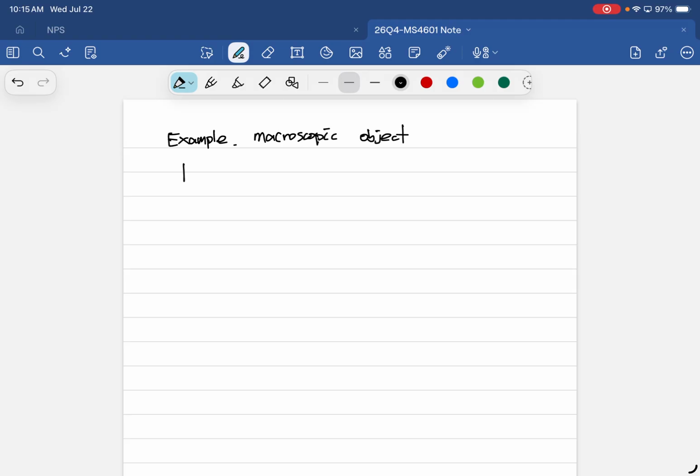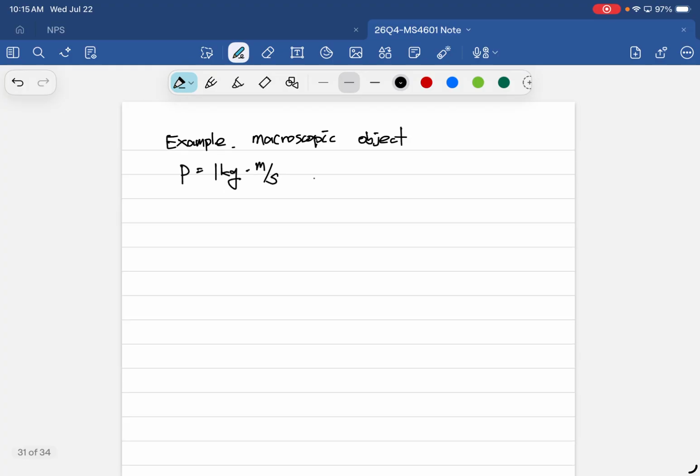Okay. So just as an example of momentum, we are going to consider a 1 kilogram mass moving at 1 meter per second. It's a bulk scale object; 1 kilogram is about 2 pounds. And for a bulk scale object, we can quantify velocity very, very precisely.